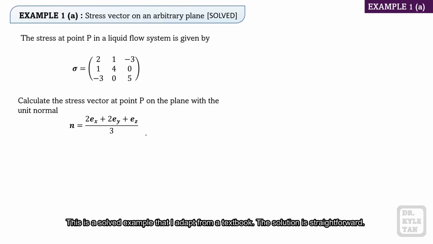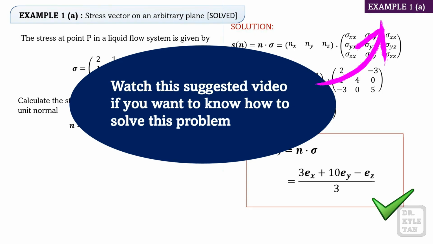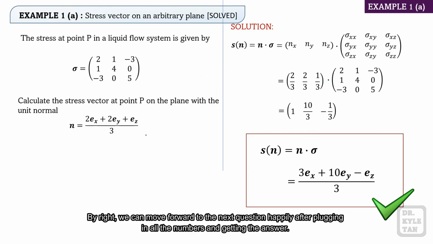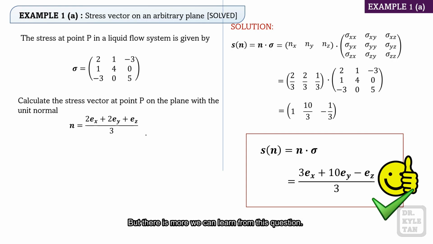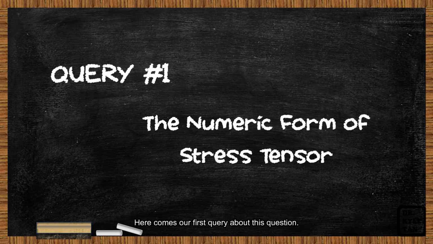This is a soft example that I adapted from a textbook. The solution is straightforward. By right, we can move forward to the next question happily after plugging in all the numbers and getting the answer. But there is more we can learn from this question. What catches attention immediately is the numeric form of the stress tensor. Here comes our first query about this question.